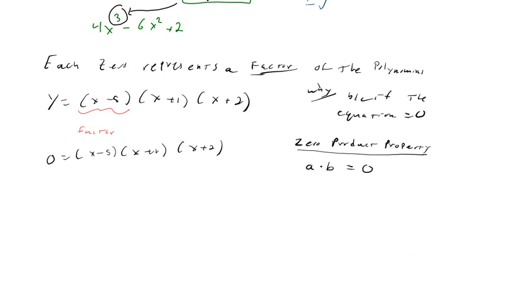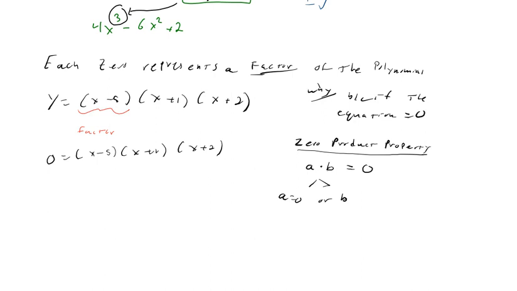How can I get a 0 if I have a times b? What is the only way this is going to happen if I multiply two things together and get a 0? The only way I'm going to get an answer of 0 is if one of these two things has to be equal to 0. Either a is 0 or b is 0.